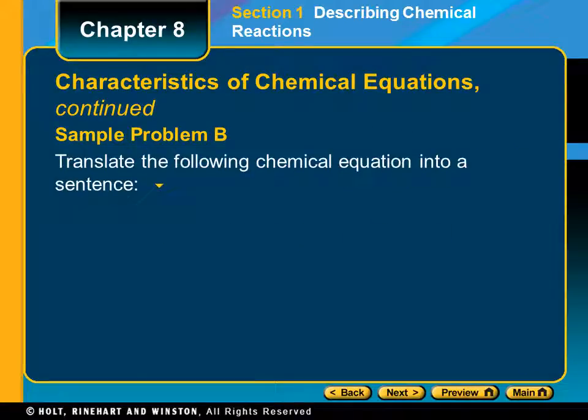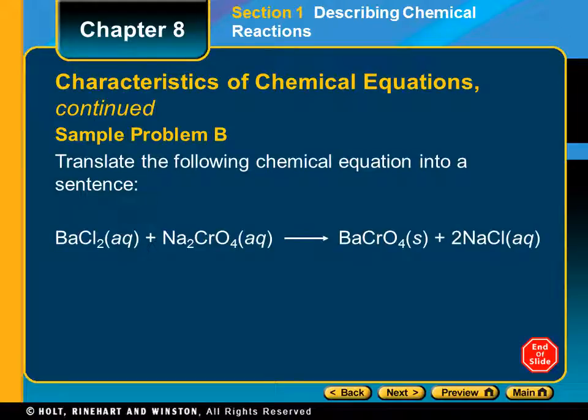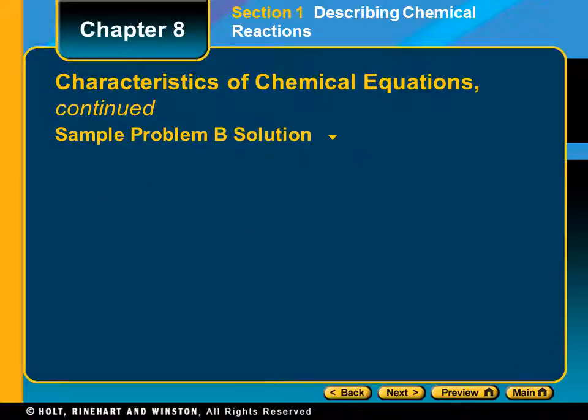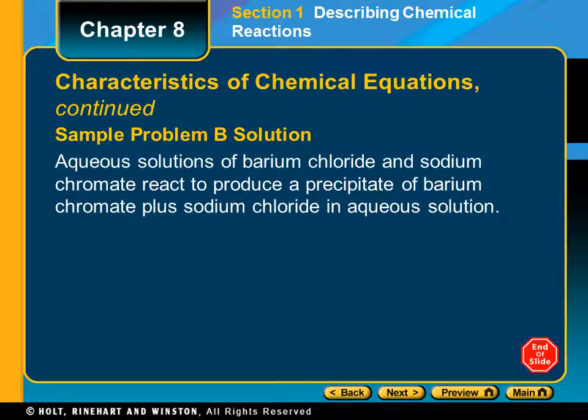Another sample problem: translate the following chemical equation into a sentence. So you're given that. This is going to be testing your ability to name these. Given the formula, aqueous solutions of barium chloride and sodium chromate react to produce a precipitate of barium chromate plus sodium chloride in aqueous solution. That's taking that balanced chemical equation with the chemical formulas and putting it into a sentence in words.